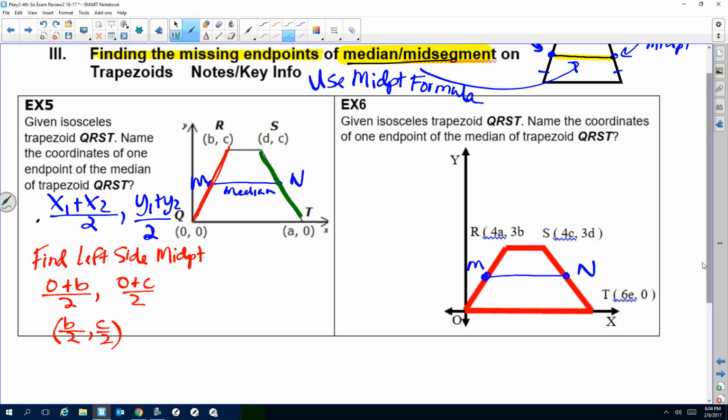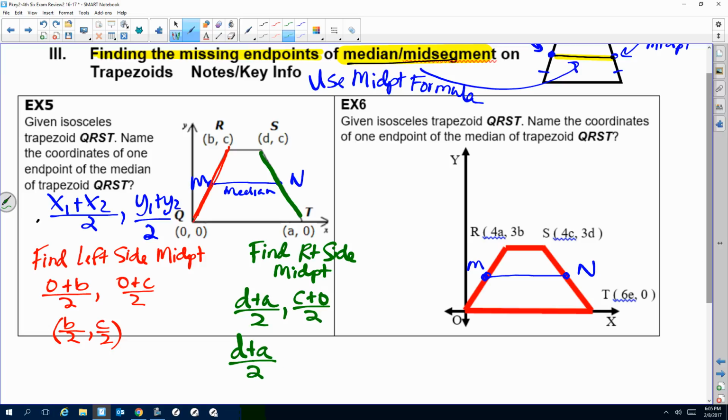Then we go to find the midpoint on the right side. I just abbreviate that, midpoint. So I'm going to do the same thing. Add up my x coordinates. D plus a. Add up my y coordinates. That's c plus 0. Well, d and a are different letters. They're not like terms, so we just keep that d plus a over 2. And this becomes c over 2. And that's my coordinate. So this would be basically the coordinate for N. And over here, this would be my coordinate for M.